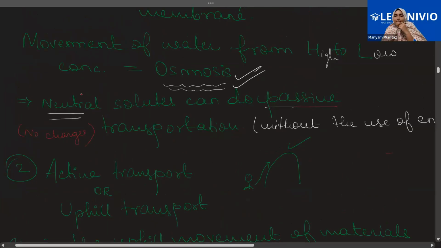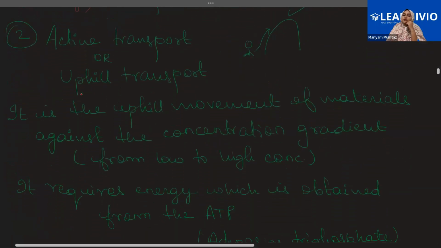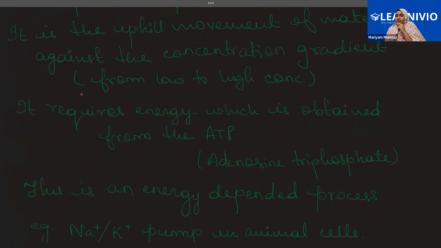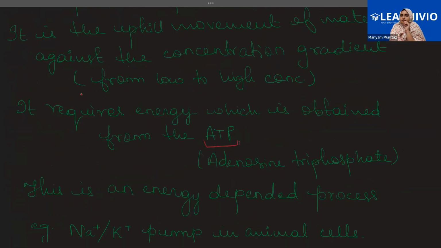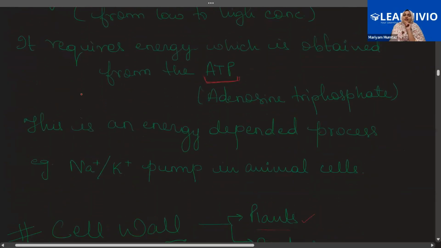Then comes the next type, which is active transportation. It is also known as uphill transportation. In this case, the movement will happen against the concentration gradient, meaning from low to high. Now you would require energy, and that energy comes from ATP, which is the adenosine triphosphate. Oh, we're coming to mitochondria. Not yet. Never mind, yeah, we are close. And this is an energy dependent process.